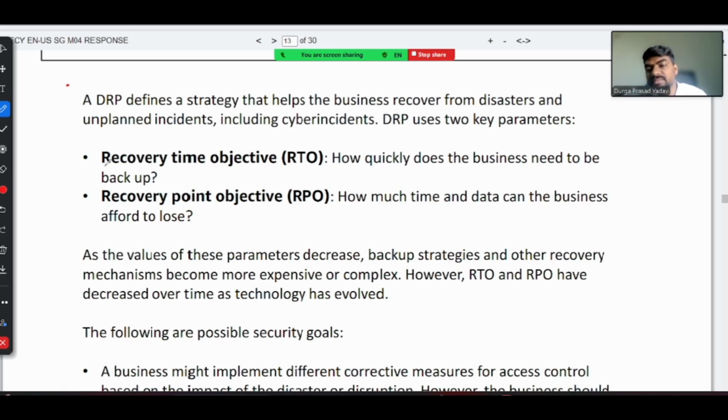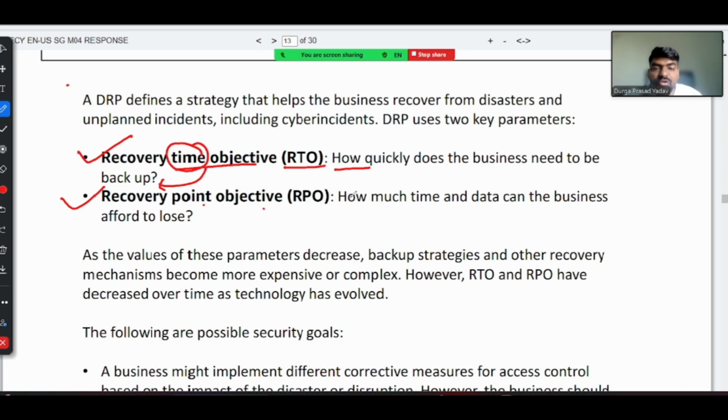So we do have some points here: recovery time objective, recovery point objective. Recovery time objective is all about time. Whenever you are seeing time, it's all about how much time it is taking to recover your business, to bring your business back to the normal position. That is RTO, recovery time objective.